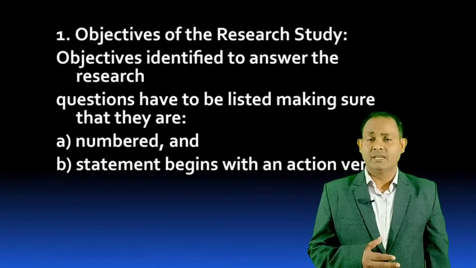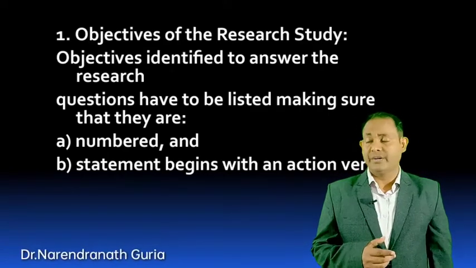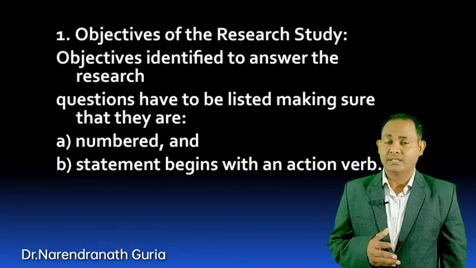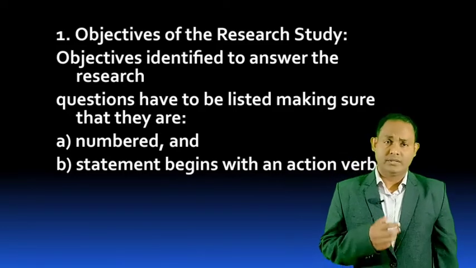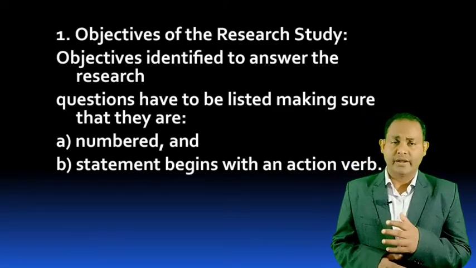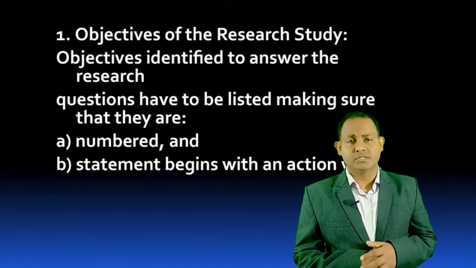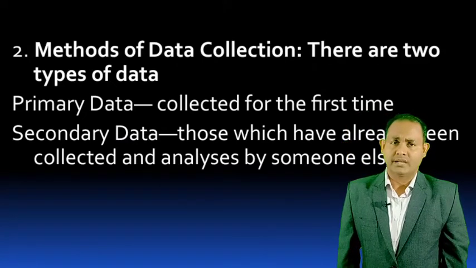Basically, the objective of the research study is number 1 and very important. The objectives identified to answer the research question have to be listed, making sure that each number and statement begins with an action verb. That is very important. And number 2, the methods of data collection.